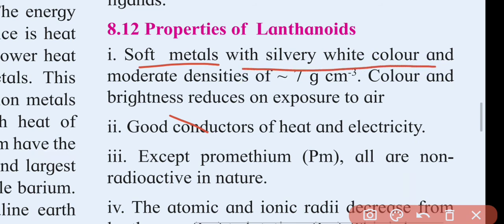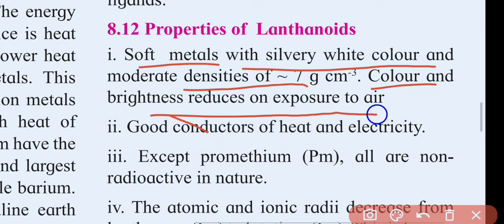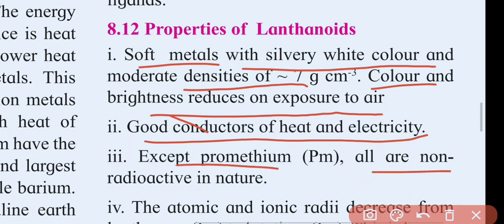These are very simple. Soft metals with silvery white color and moderate densities of 7 gram per cm cube, and color and brightness reduce on exposure to air. Means when they are exposed to air, their color and brightness reduce. Reduces means what? It will be decreased. They are good conductors of heat and electricity. Except promethium, all are non-radioactive in nature. Means what? Promethium is radioactive in nature.